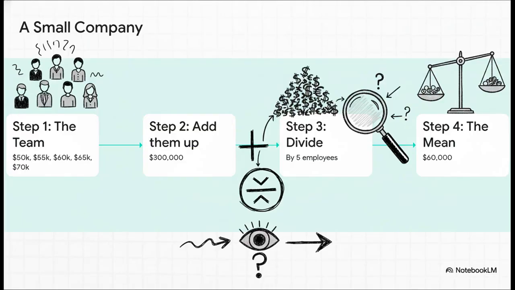Let's take a look at a small company. We've got 5 employees, we just add up their salaries, divide by 5, and we get a mean salary of $60,000. And, looking at the actual salaries, that feels about right. It seems like a pretty fair number. But, like any good detective knows, sometimes the first clue you find is just a distraction.